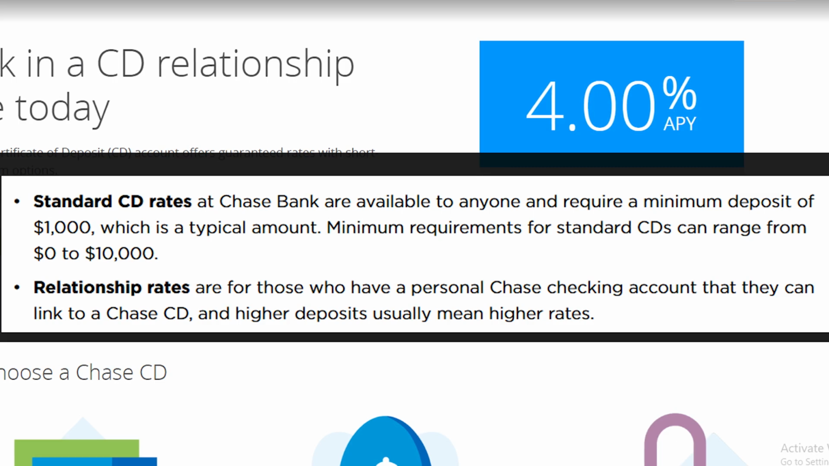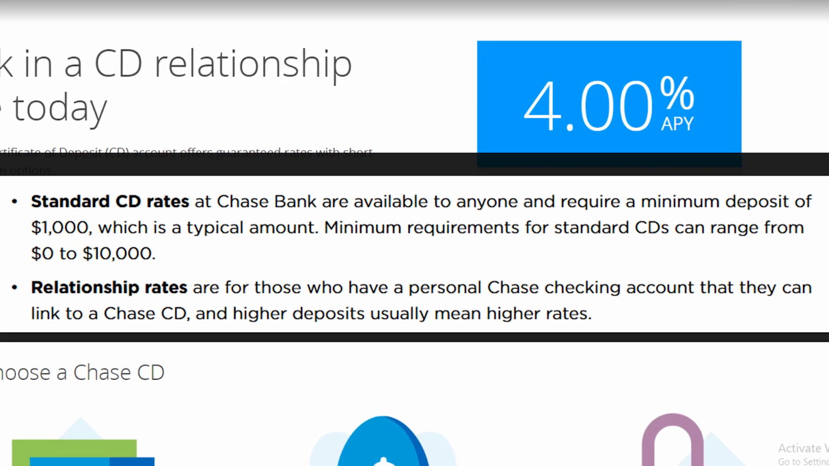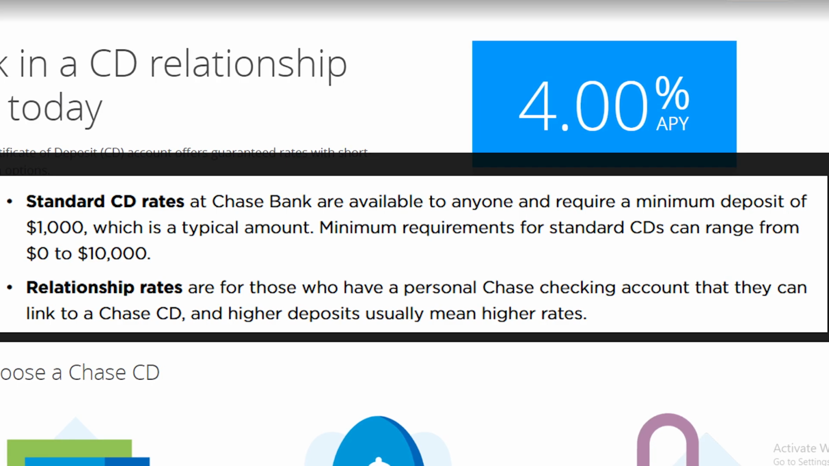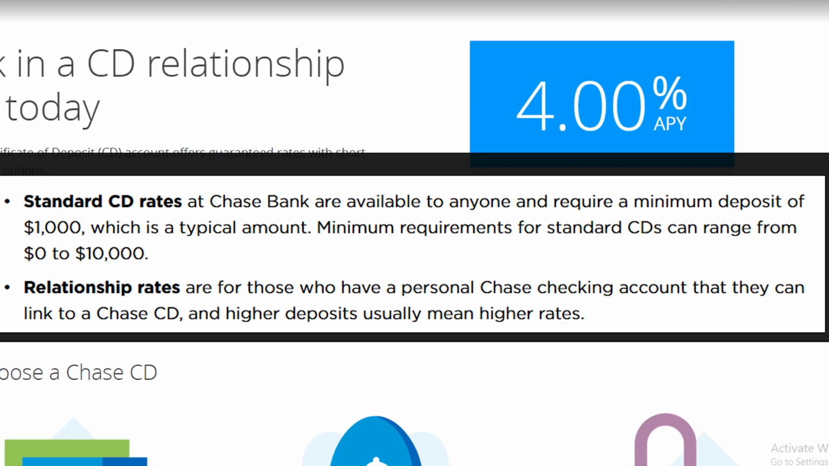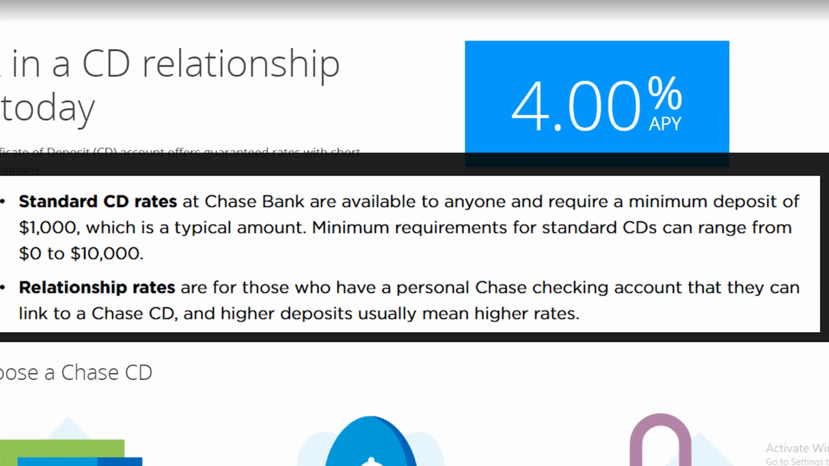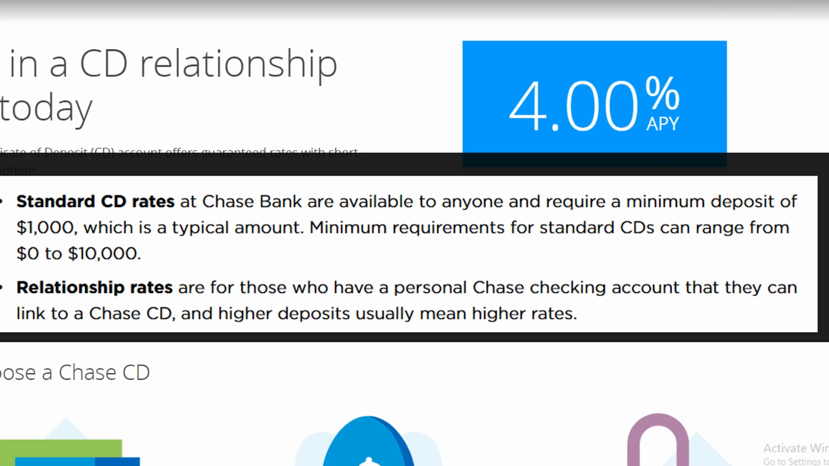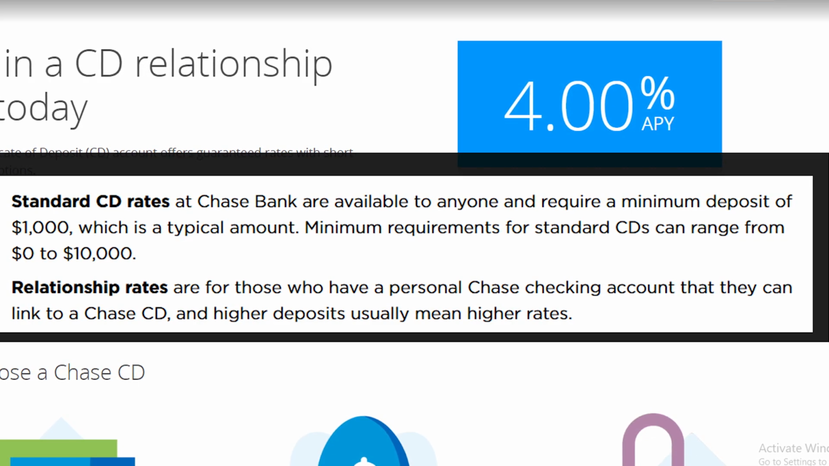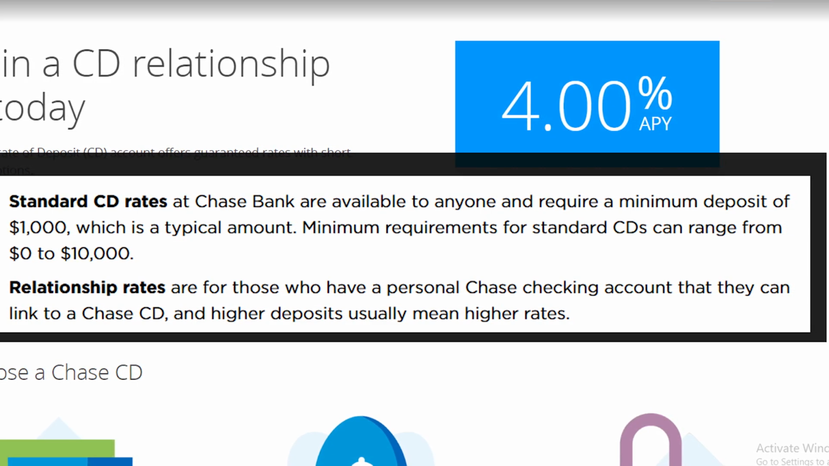Standard CD rates are available to anyone with a minimum deposit of $1,000. This is typical for most banks, though minimum deposits at other banks may range from $0 to $10,000. Relationship rates are available for customers with a Chase checking account linked to their Chase CD. These rates are generally higher, especially for larger deposits.